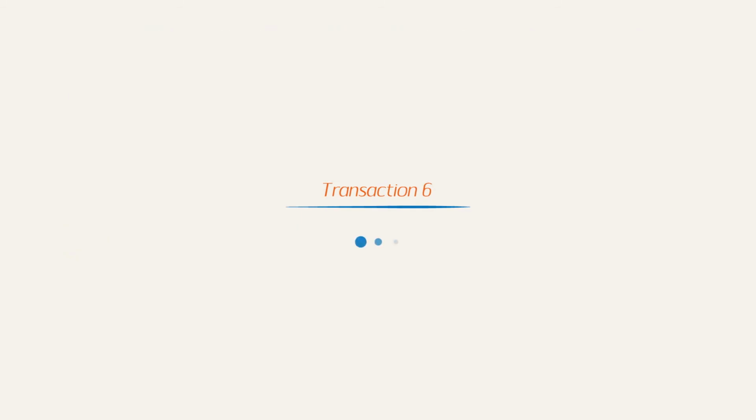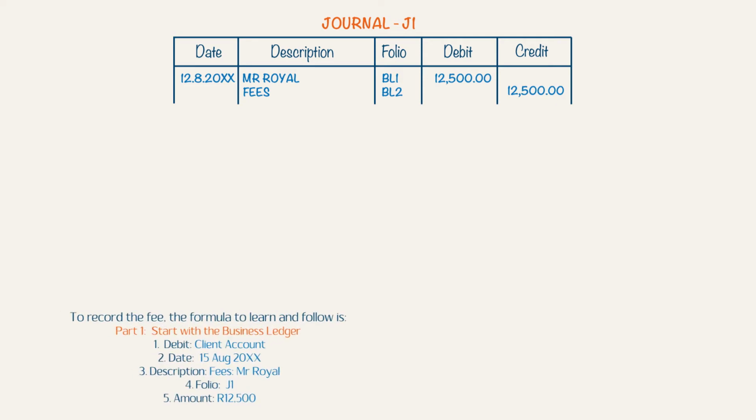Transaction 6. On 15 August 20XX, the firm transferred fees of 12,500 Rand to the business account after finalizing the matter of Mr. Royal. This transaction consists of three parts. Part 1. For the firm to transfer fees to the business account, you start by recording the fee in the journal. Debit: Mr. Royal, 12,500 Rand. Credit, fees, 12,500 Rand.